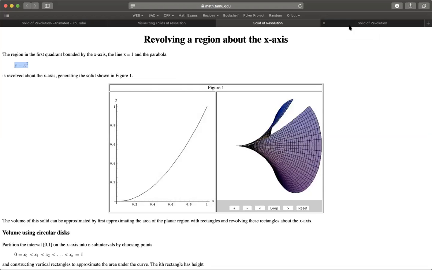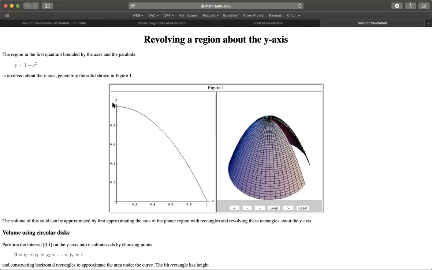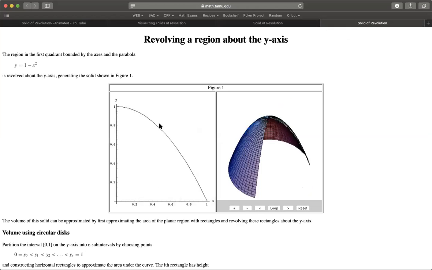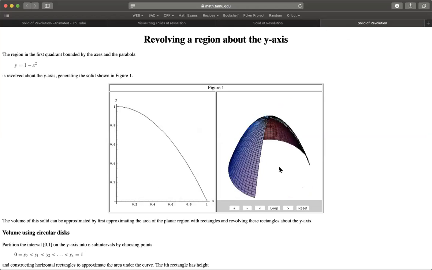But then here, you can also revolve stuff around the y-axis. And so this is 1 minus x squared. Notice that rather than revolving horizontally, it's revolving vertically. That's the only difference between revolving around the y-axis and the x-axis.